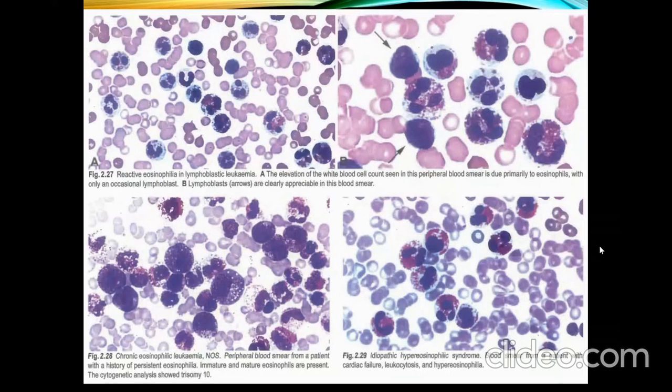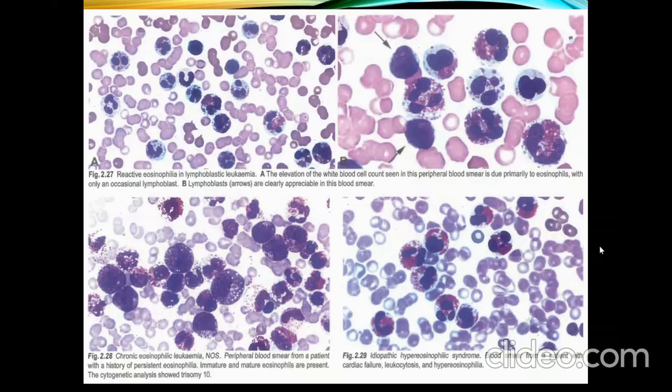Reactive eosinophilia. The set of photomicrographs here is showing us reactive eosinophilia in lymphoblastic leukemia. Picture A is showing us the elevation of the white blood cell count seen in this peripheral blood smear. It is primarily due to the eosinophils with only an occasional lymphoblast. Picture B is showing us lymphoblasts which are clearly appreciable.